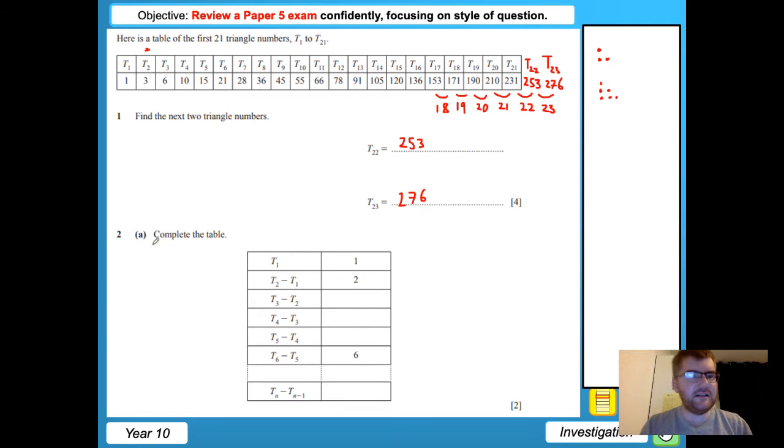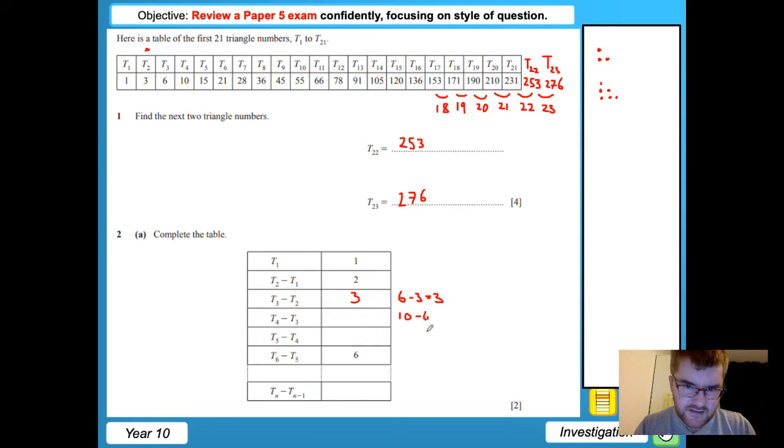And now we need to complete the table for question 2. So T1 is equal to 1. If we take away T2 and T1 from each other, so 3 minus 1, that's equal to 2. T3 minus T2, well, that's going to be 6 minus 3, and that's going to be equal to 3. So we pop 3 in here. Then we do T4 minus T3. So that's 10 minus 6.